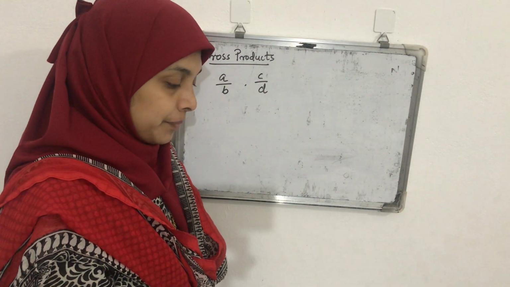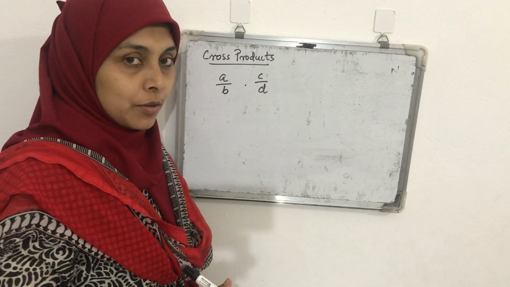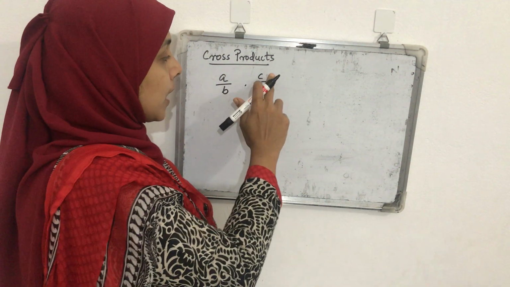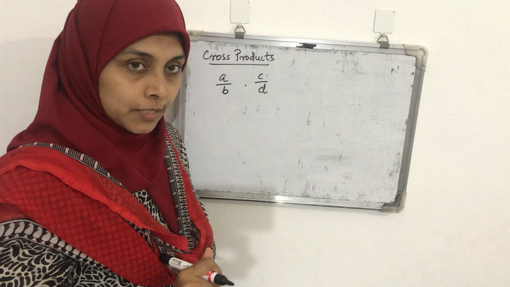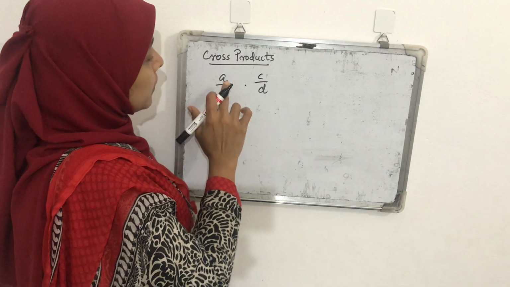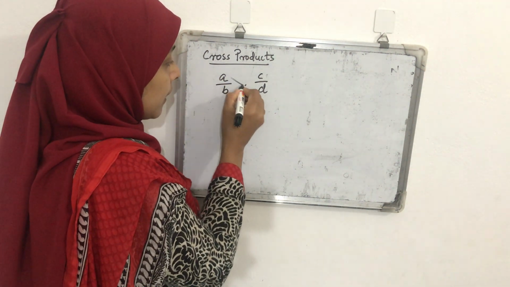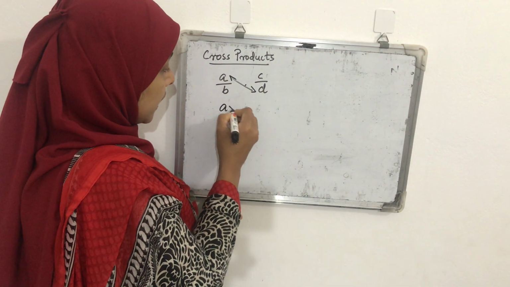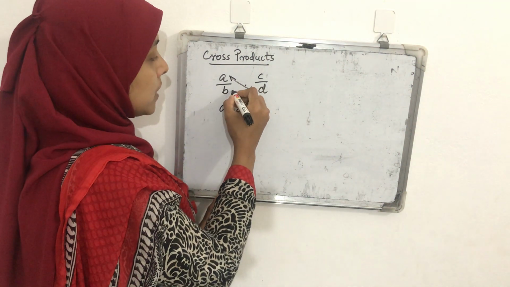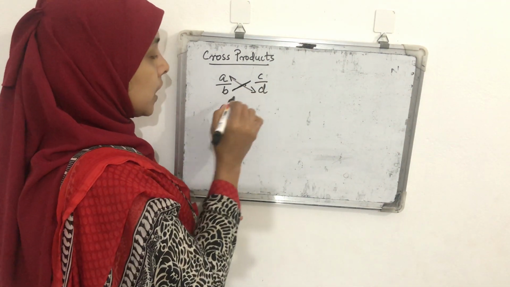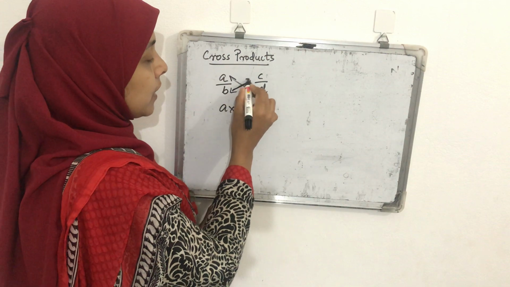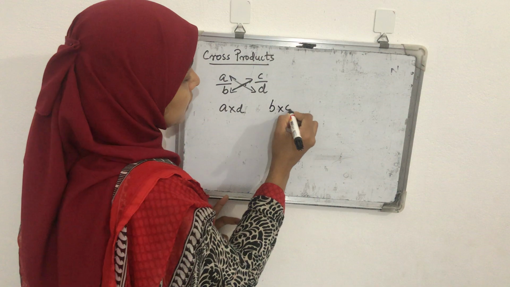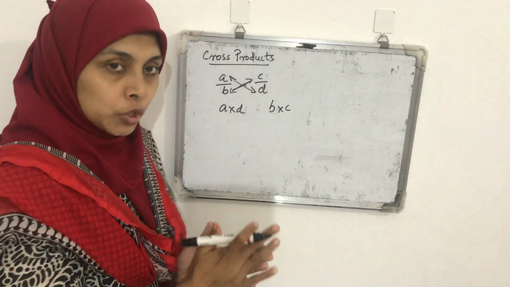Today we will discuss the cross products of two rational numbers. Suppose a by b and c by d are two rational numbers. Here the product ad, when we multiply a with d, that is a into d, and the denominator of the first fraction multiplied with the numerator of the second fraction, that is b into c. These products are called cross products.